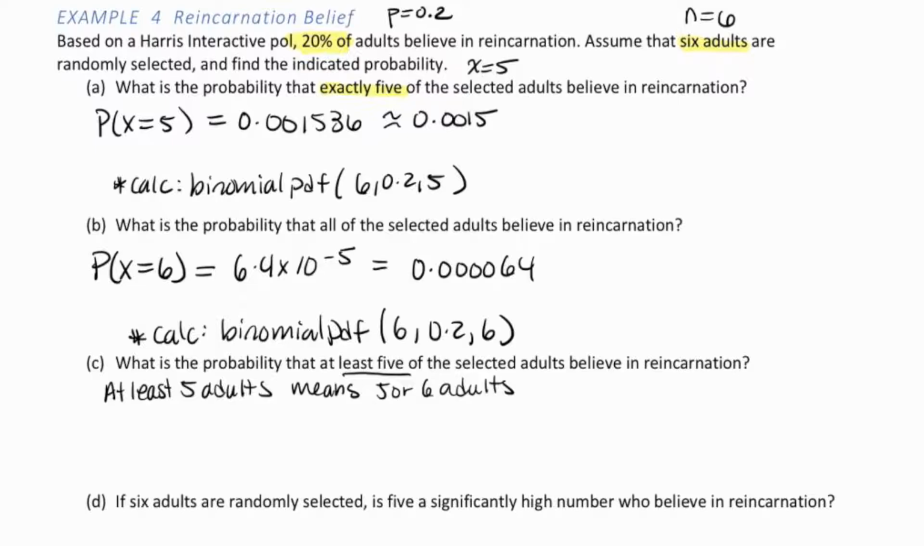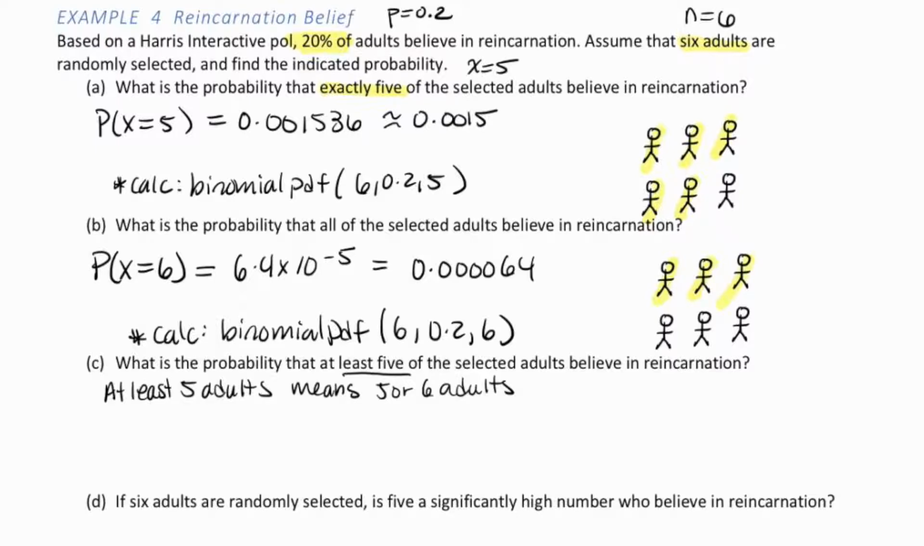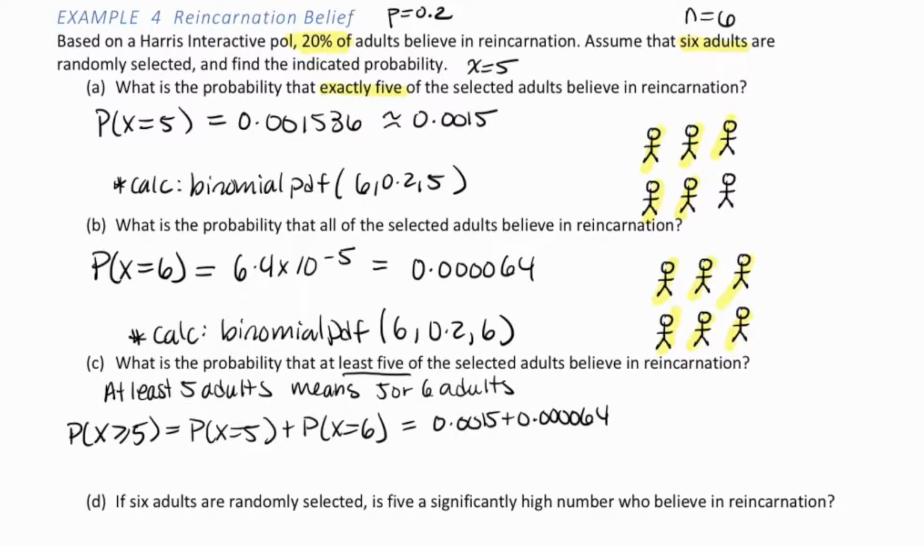So let's see what we've already found. In part A, we found the probability of 5 adults, 1, 2, 3, 4, 5, believing in reincarnation out of 6. And in part B, we found the probability that all 6 adults believe in reincarnation. So we want the probability of x greater than or equal to 5 is equal. And what do we end up with? So the indicated probability is, or about, there is a different way we can do this.